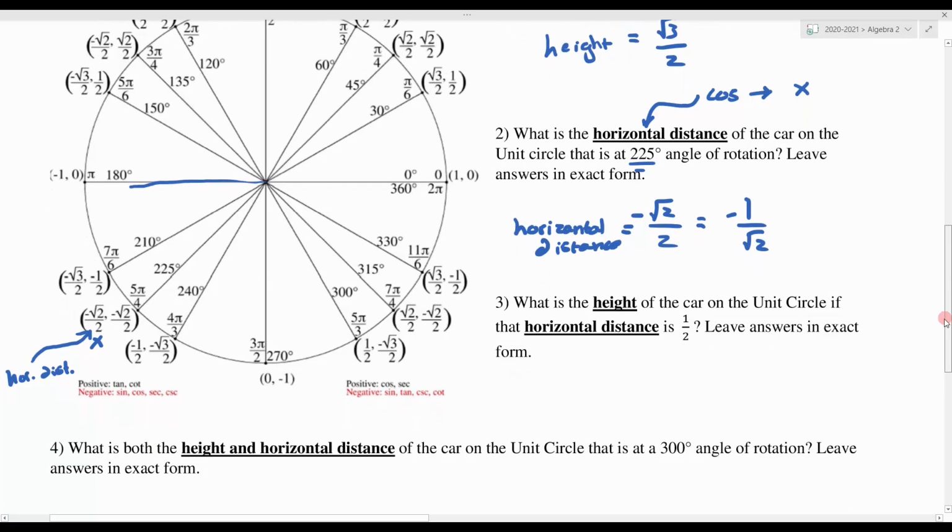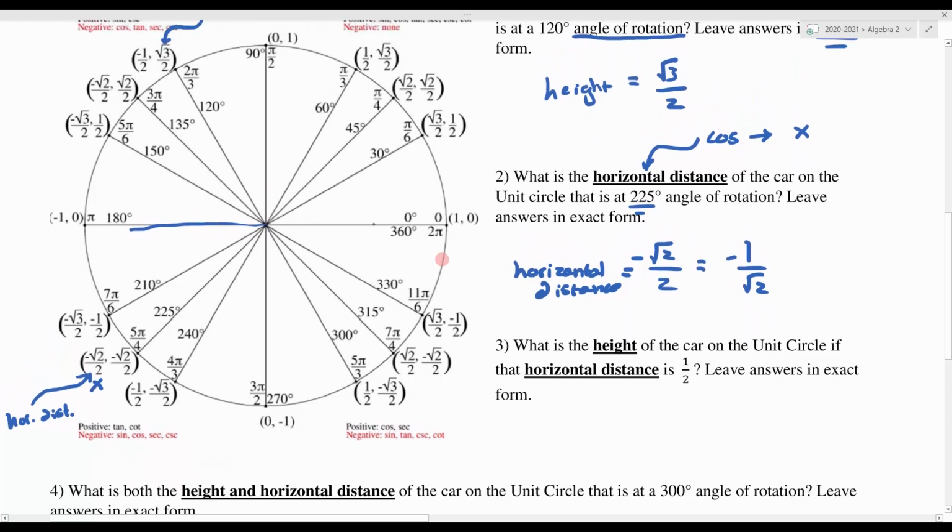Okay. So let's take a look at number 3. We still have our unit circle up over here. They want to know the height, right? So we know that's a y coordinate. That's the same thing as sine. We want to know the y coordinate, or the height of a car on the unit circle, if the horizontal distance is 1/2. Okay, so let me get rid of some of this stuff here that I have on there. We want to look at the horizontal distance. So remember, horizontal distance is the x-coordinate, right? We're trying to find the y-coordinate that corresponds to an x-coordinate of 1/2.